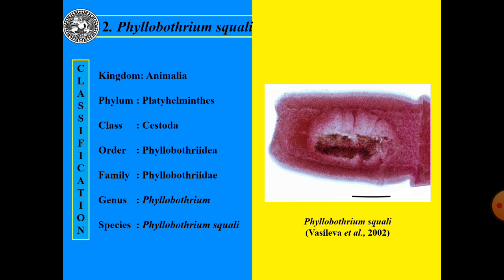Number 2 is Phyllobothrium squali. The classification: Kingdom Animalia, phylum Platyhelminthes, class Cestoda, order Phyllobothriidea, family Phyllobothriidae, genus Phyllobothrium, species Phyllobothrium squali.